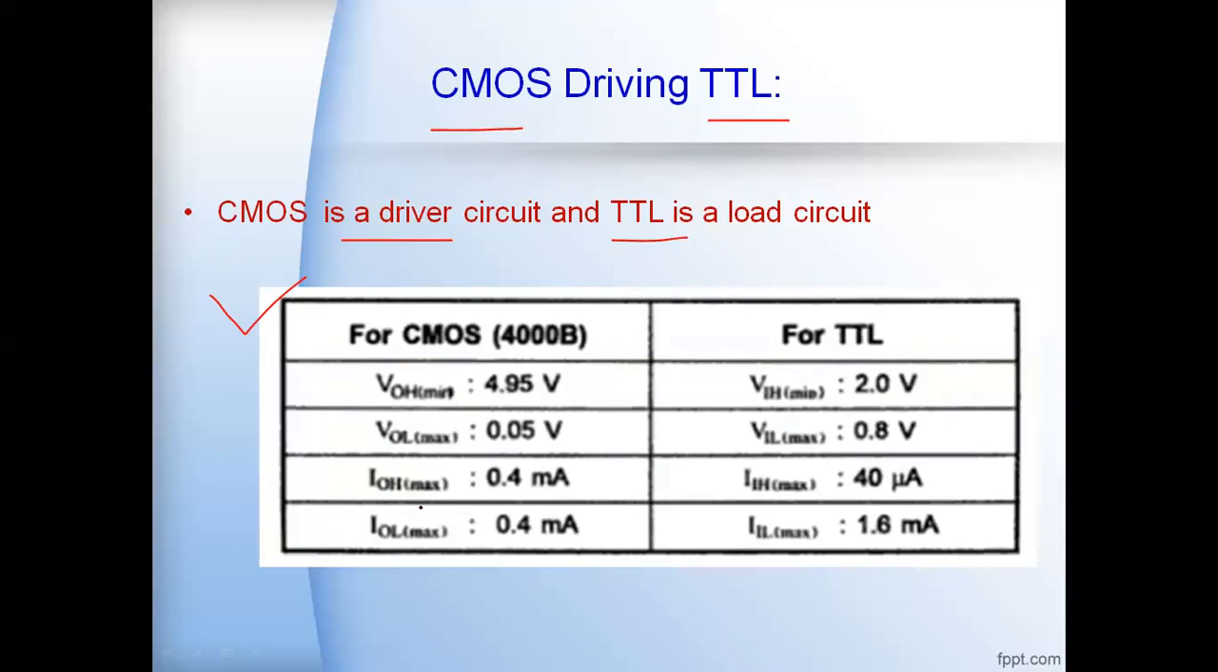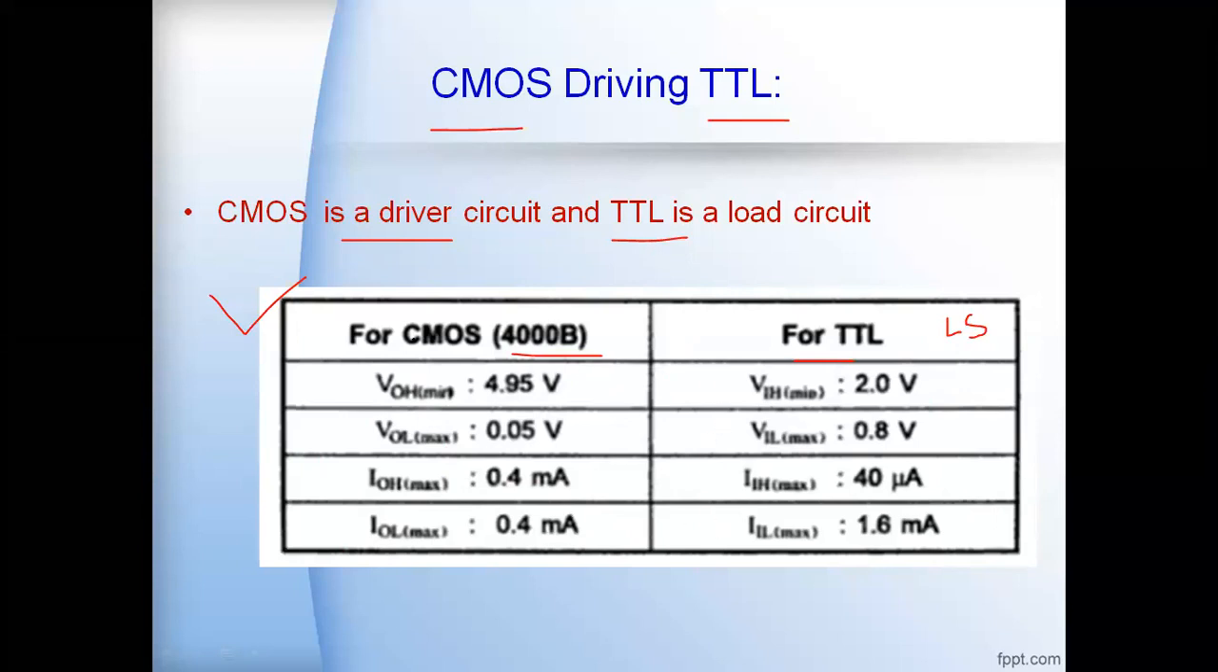Before we go into the interfacing of CMOS to the TTL, let us see the voltage and current values of the CMOS logic and the TTL. In this case, we have an example, the CMOS 4000B, and for the TTL, again, you can take the LS TTL gate. These are the maximum ratings and minimum values for the voltage and current ratings that we have given here. So observe this one. From this, you can see that the CMOS is a driver circuit and the TTL is the load circuit, which means the CMOS is driving the TTL inputs.